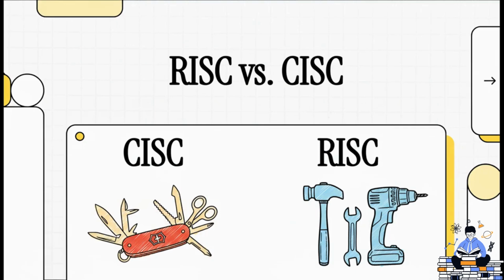All right, let's get right into it. Inside every single device you own, your phone, your laptop, your smartwatch, there's a tiny little brain called a processor. And at the very heart of that brain is a fundamental design choice. You could even call it a philosophical battle that has shaped pretty much the last 40 years of technology. We're talking about RISC versus CISC, the two major competing ideas on how a computer should actually think.